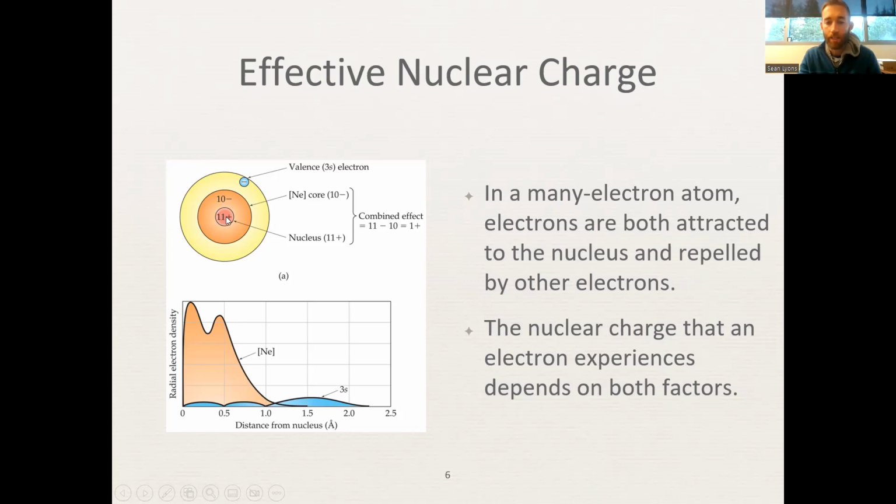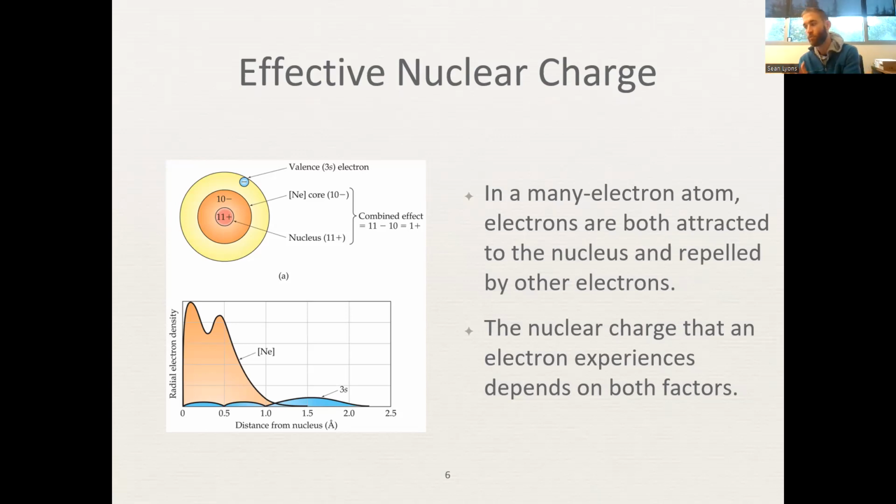But now if we think about magnesium, the effective nuclear charge, essentially how strong is that attraction between the nucleus and those outermost electrons? Now what we're going to see is the effective nuclear charge is going to be +2, because again, we've got 12 protons in the nucleus. We're subtracting the 10 core electrons, which leaves us +2 in this case.